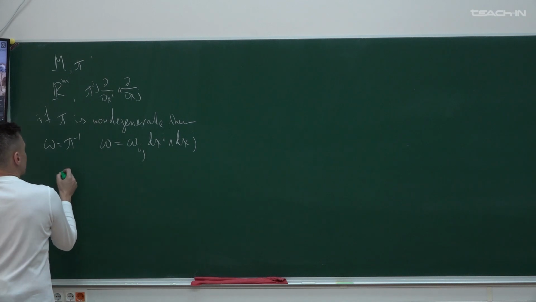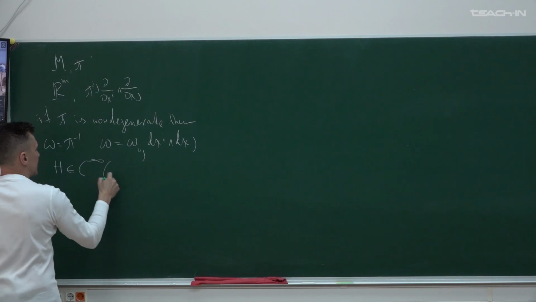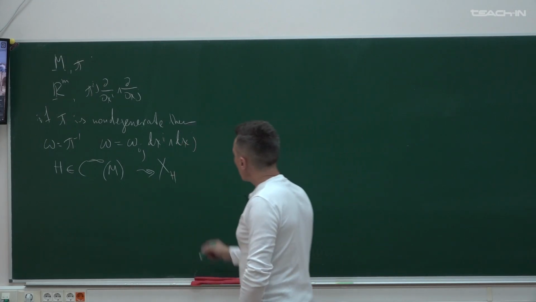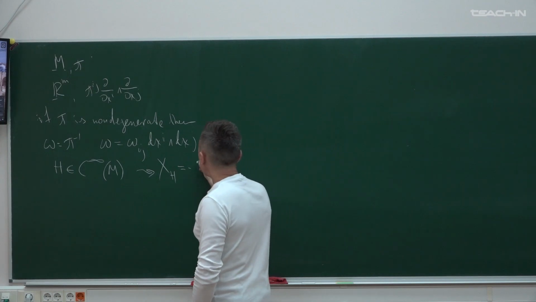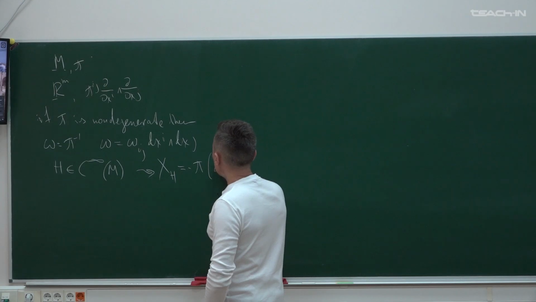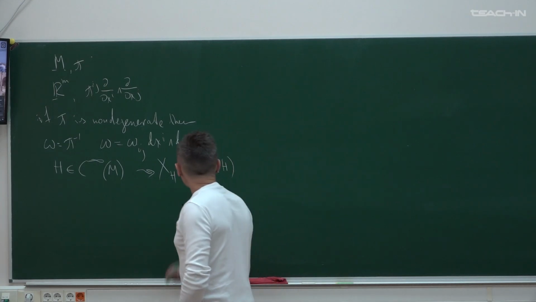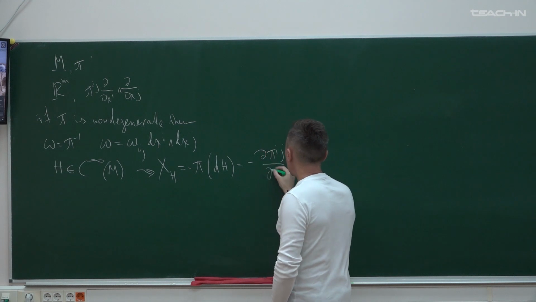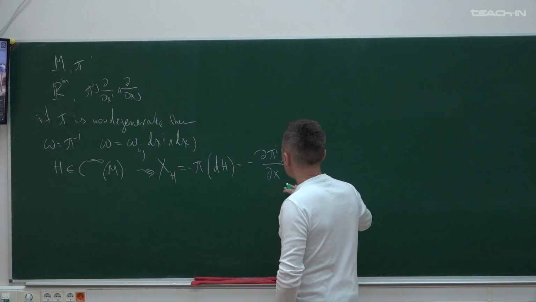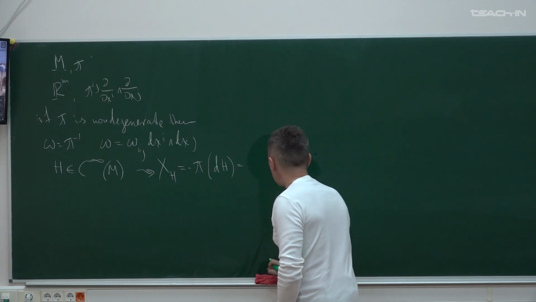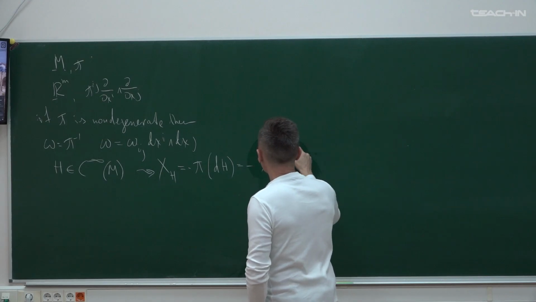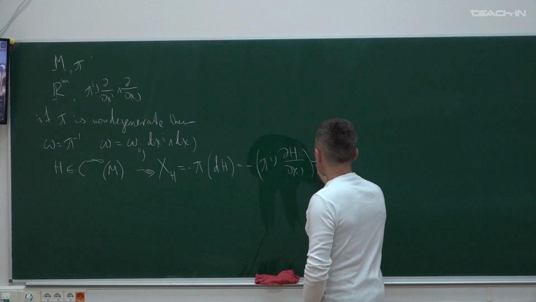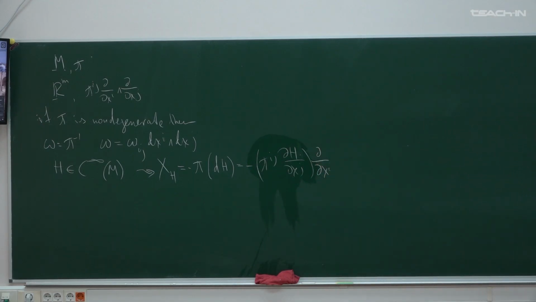What else I'd like to recall to you is that for each function h in C^∞(M) we associate a Hamiltonian vector field, which is minus pi applied to the differential of h, and is written as minus pi ij dh/dxj d/dxi. So it's a vector field.